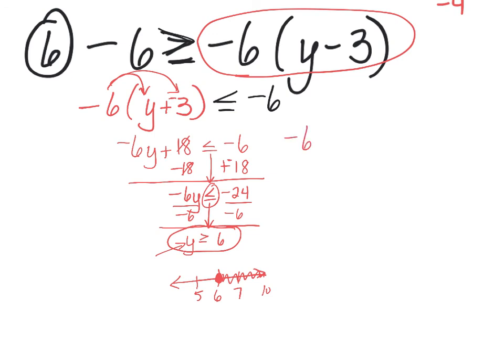It's saying negative 6. Is that greater than or equal to negative 6 times 10 minus 3? Well, we got to work on the right-hand side. Okay, you got that check? On the right-hand side, we have to do what's in the parentheses first. 10 minus 3 is 7, isn't it? And then negative 6 times 7 is negative 42.